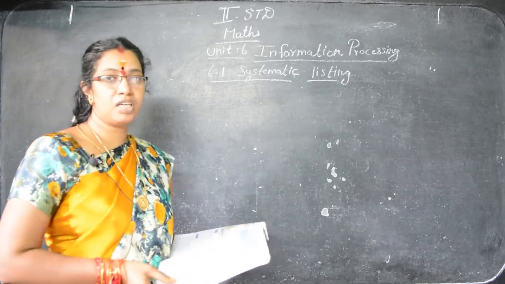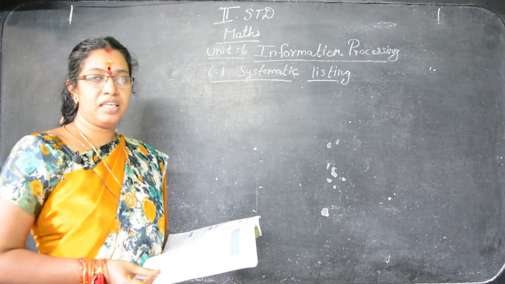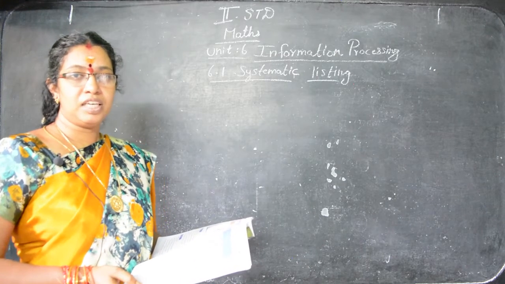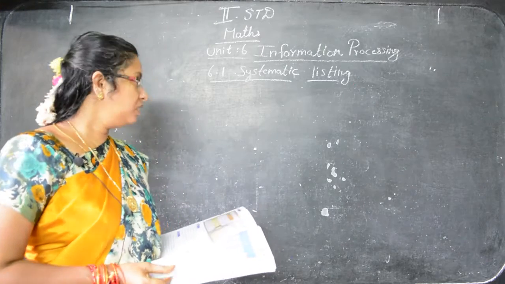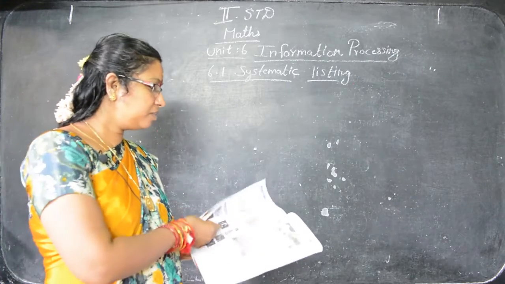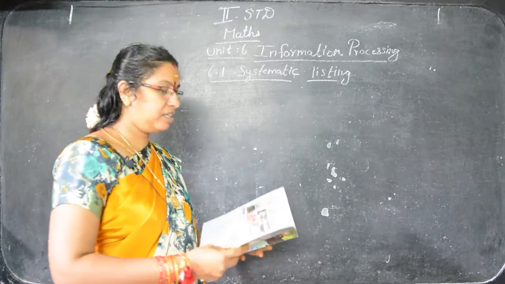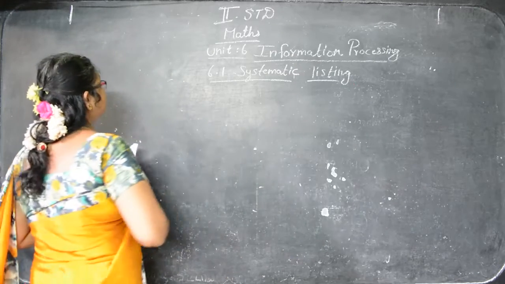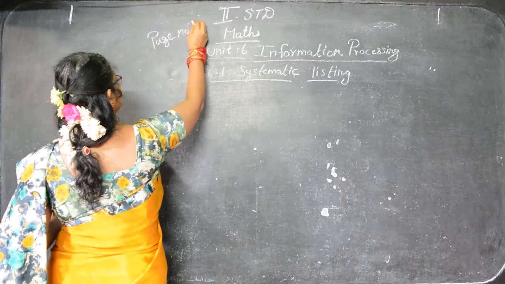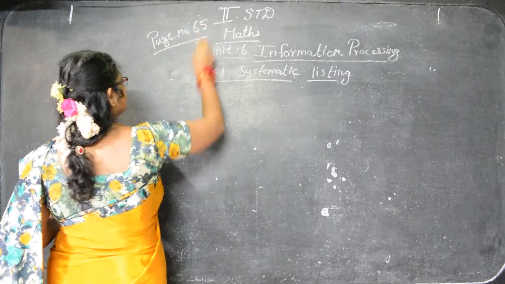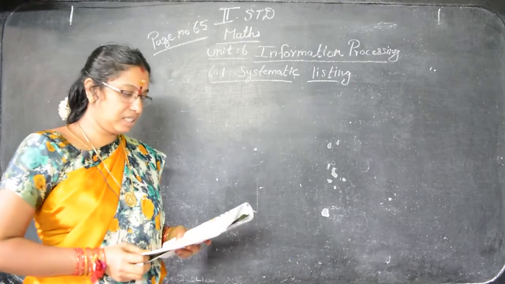Information processing means what? They used to give some pictures or data or any route, and in that we should collect some information. That is information processing. Children, take page number 65. All of you take page number 65. Information Processing, Unit 6, systematic listing.